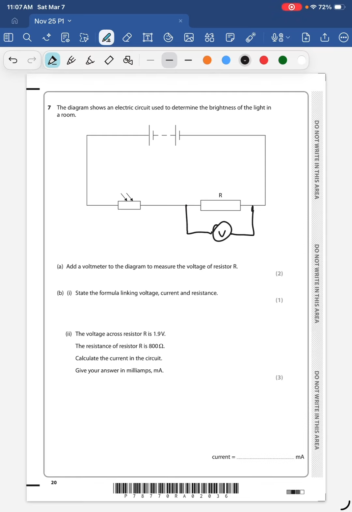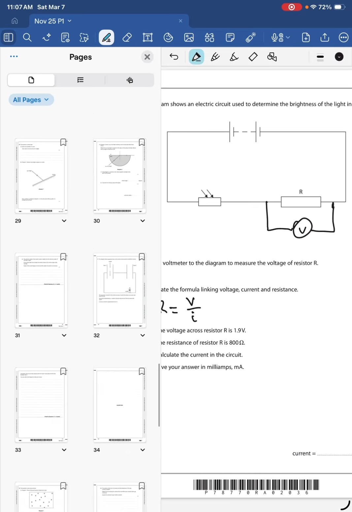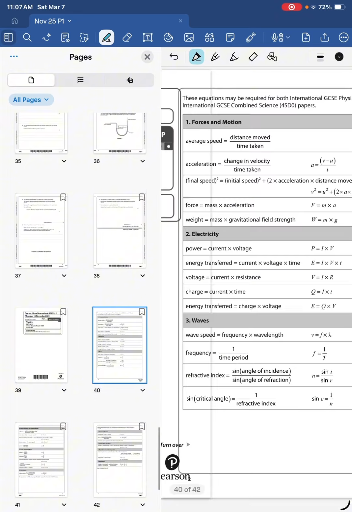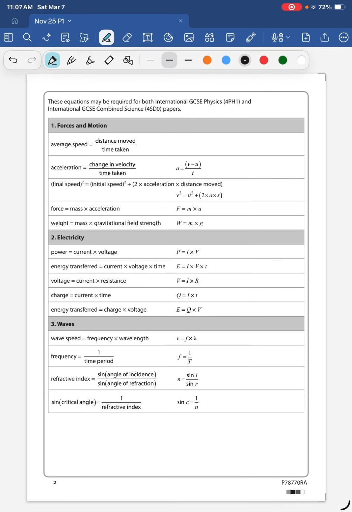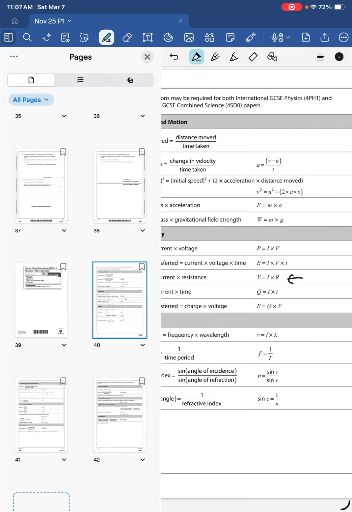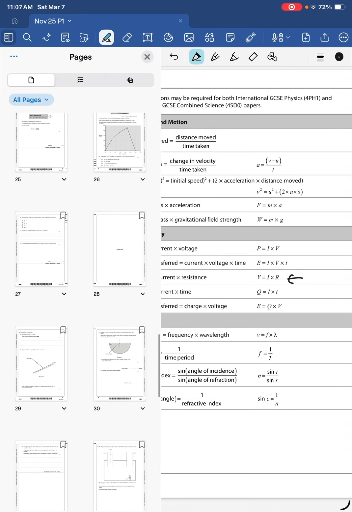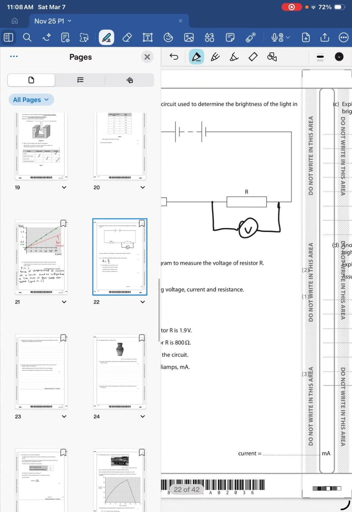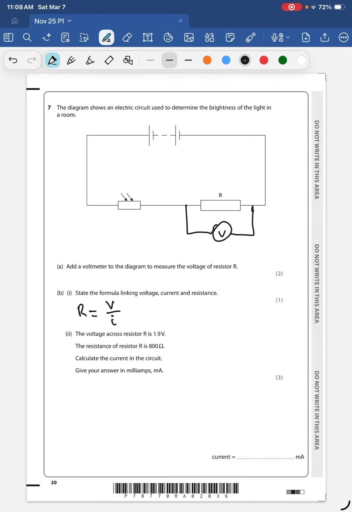Okay. B, state the formula linking voltage, current, and resistance. This is Ohm's law. V over I. I don't know why they ask you this. Let me see. Is it in the back of the paper? Do you have to memorize? Yeah, it's there. I don't know why they ask you this question, but I guess they want to make sure you know them. You can also write it as V equals I times resistance.